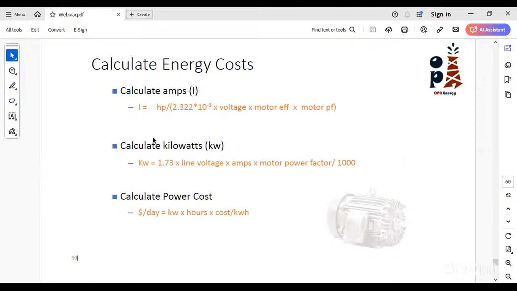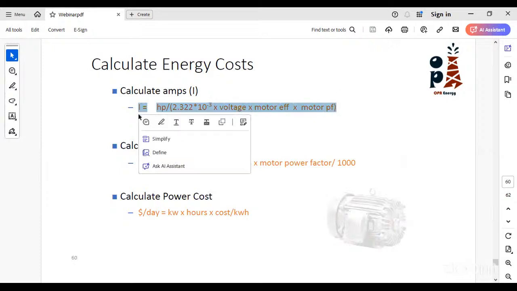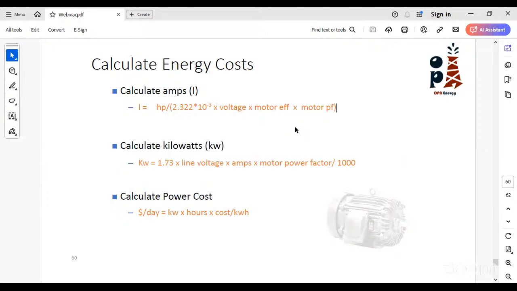If you divide this horsepower by the voltage and taking into consideration the factors or this coefficient in your equation, you can calculate the ampere, or the current required from the system. And by multiplying the ampere times the voltage, you can get the kilowatt or power required from the system.